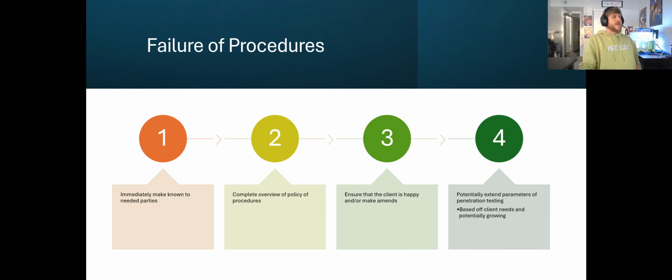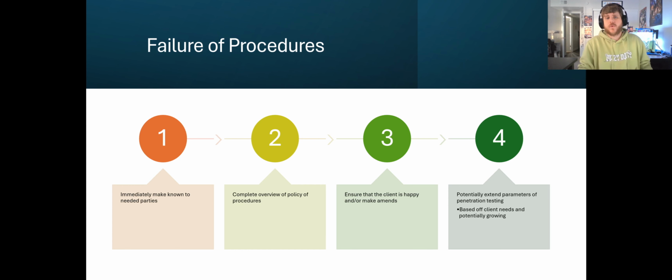So here we go. We have our failure procedures. First step, always make sure that the people that are involved know that we've gone outside of our policy and our procedures. So letting our client know, who we're running the penetration test on, that we have essentially broken the contract that we had based all of our business off of.